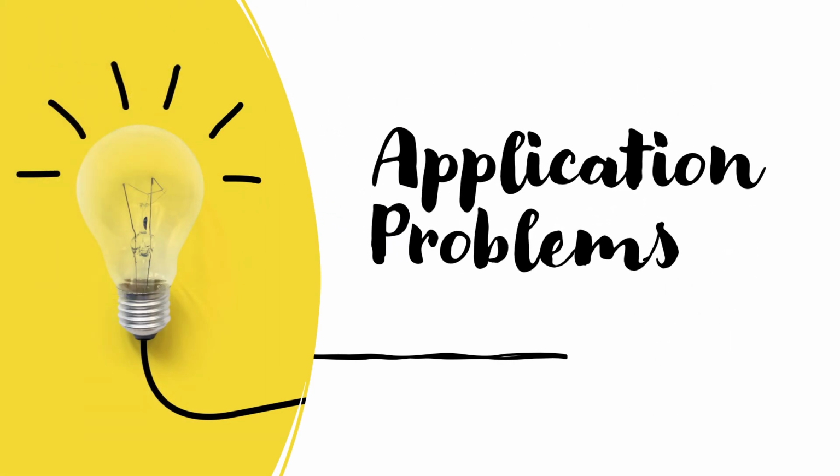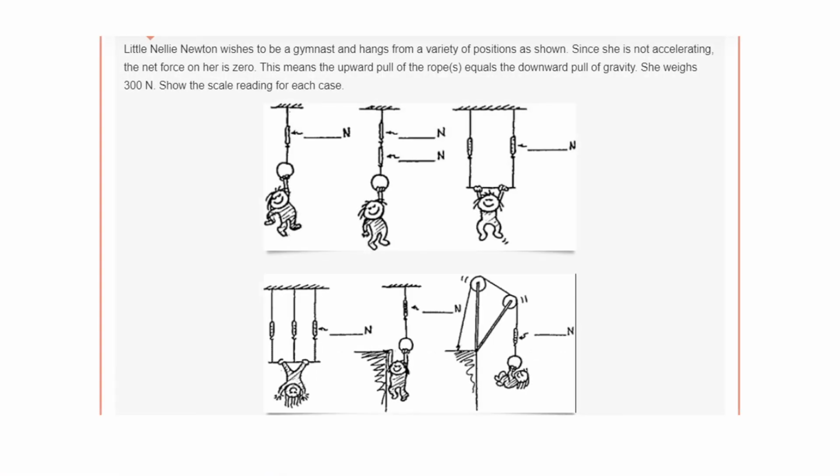Alright, so now let's go with some other application problems related to the second part of this presentation. This is the first one. It says, little Nellie Newton wishes to be a gymnast and hangs from a variety of positions as shown. Since she is not accelerating, the net force on her is 0. This means the upward pull of the ropes equals the downward pull of gravity. She weighs 300 newtons. Show the scale reading for each case. So basically the most important information that we need to remember is that she weighs 300 newtons.